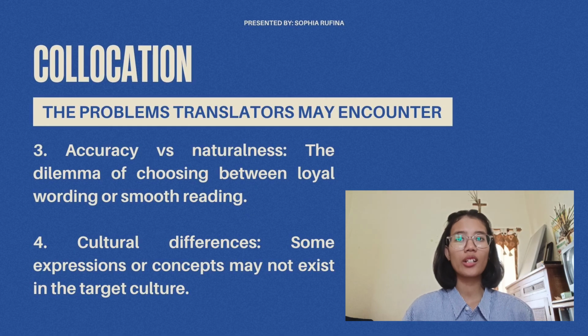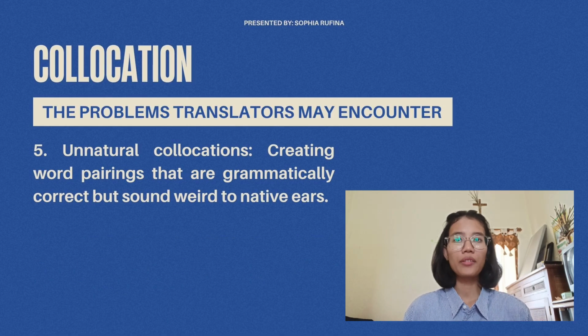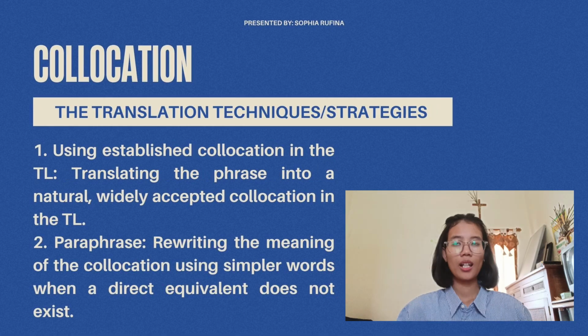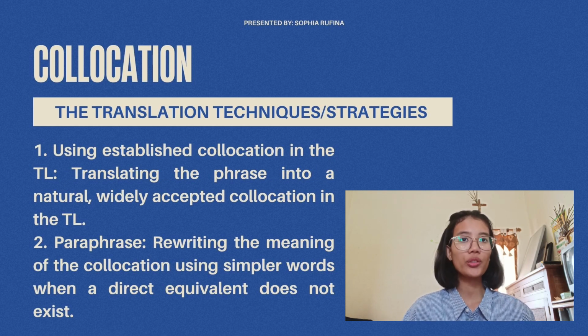Number 4 is cultural differences. Some expressions or concepts may not exist in the target culture. Number 5 is unnatural collocations. This involves creating word pairings that are grammatically correct but sound weird to native ears. To overcome these problems, translators can use these techniques or strategies.